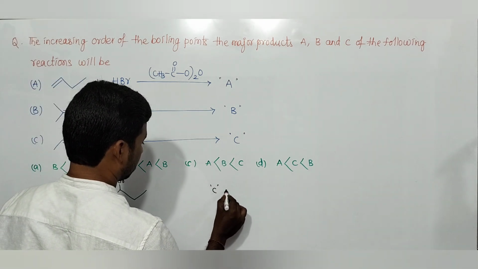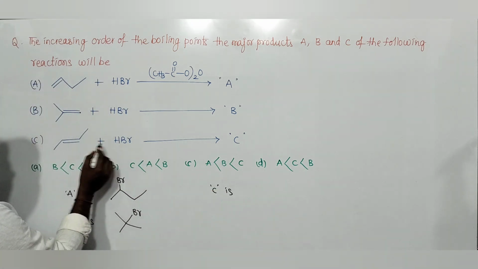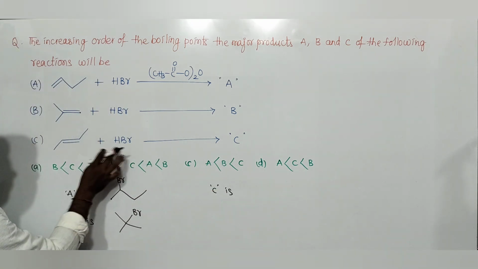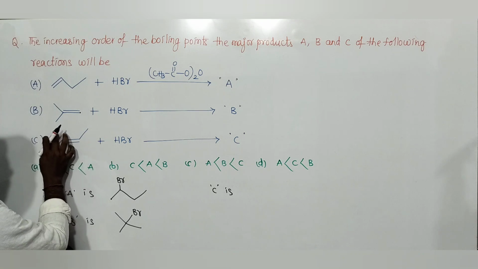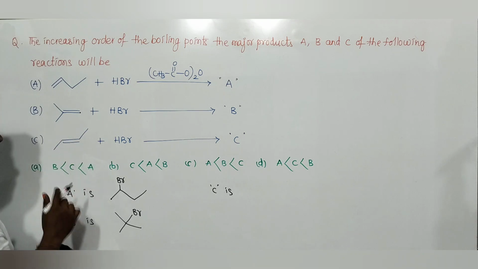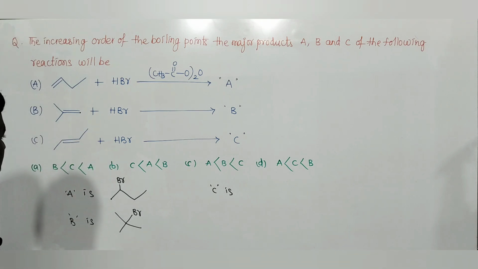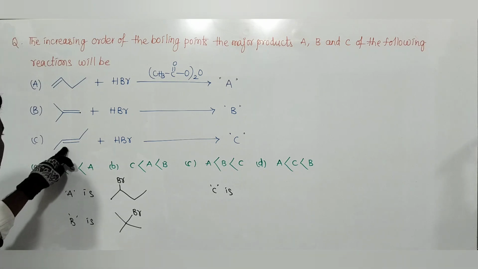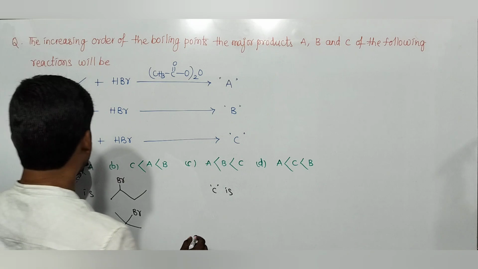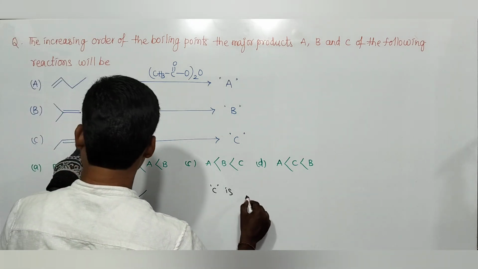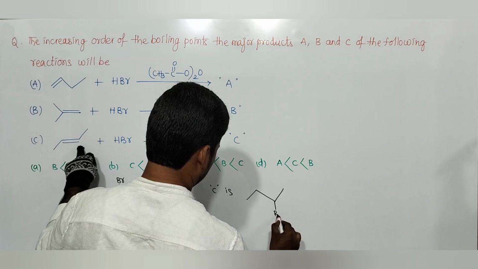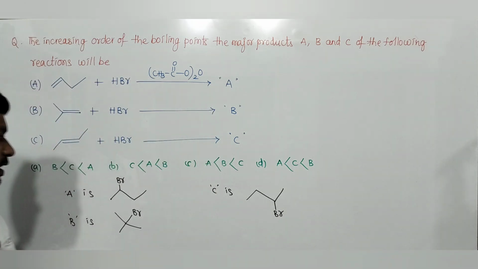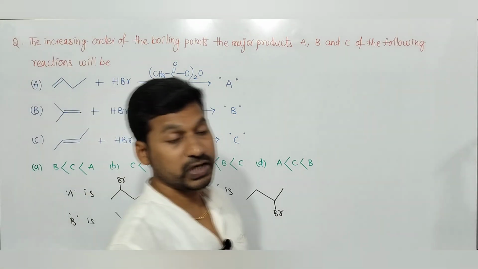What is C? C is between these two, addition of hydrogen bromide to these. Hydrogen added here, bromine added here. So that is hydrogen added to one carbon, bromine added to another carbon. If hydrogen is added here, bromine added here, it becomes like this. Okay. Now we have to arrange them in the increasing order of boiling point.